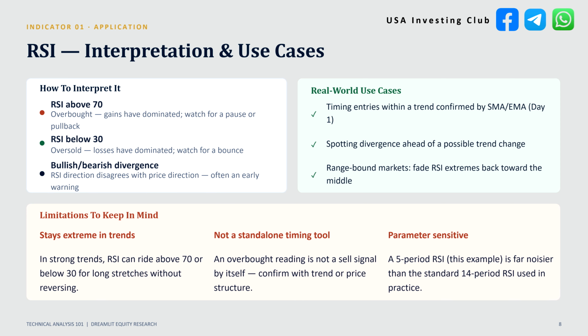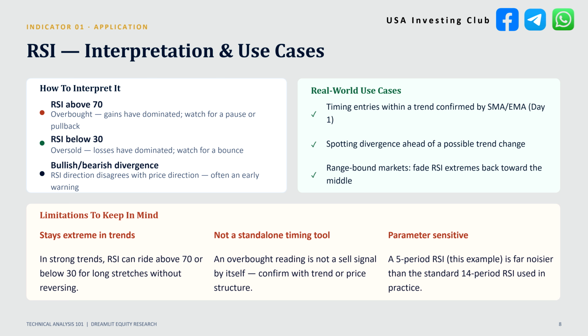Now let's turn that number into judgment. When RSI sits above 70, gains have dominated recent price action. Treat it as a signal to watch for a pause or a pullback, not as an automatic sell order. When RSI drops below 30, losses have dominated. Watch for a bounce, not an automatic buy.